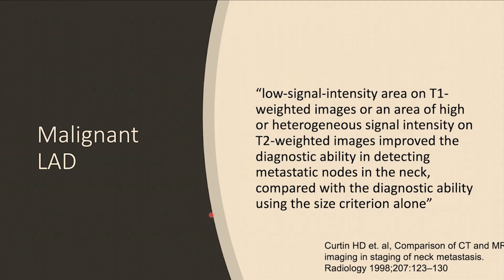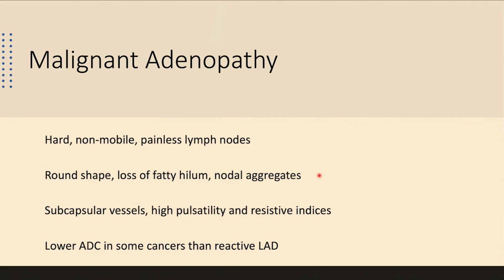Now, Dr. Curtin mentioned seeing low T1 signal and high T2 signal on your MRIs. High T2 signal in a lymph node is suggestive of cystic lymphadenopathy. It's cystic centrally, so that's going to be high signal on T2. So you can use your MR in that way too. So we talked about benign features. These are malignant features of adenopathy, right? They're hard, non-mobile, painless lymph nodes. They're going to be round, with loss of fatty hilum, and can be in lymph node aggregates. And some of the other features that you'll see, obviously, are lower ADC on your MRs too.